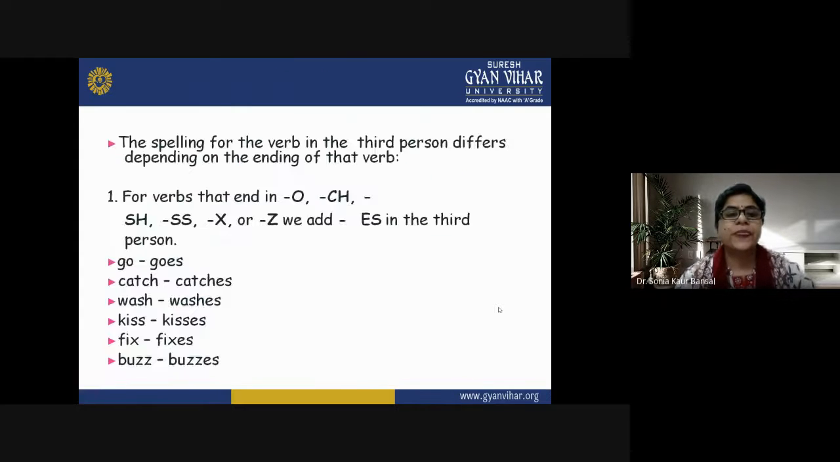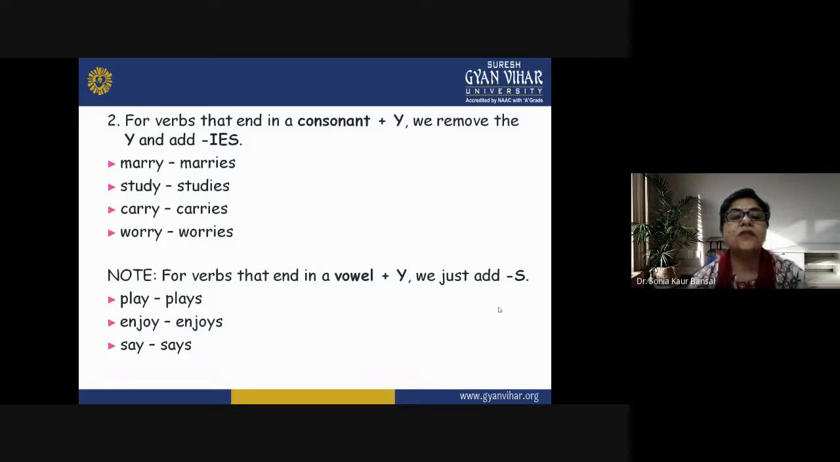Clear, students? Next, the spelling for the verb in the third person differs depending on the ending of that verb. For verbs that end in o, ch, sh, ss, x or z, we add es in the third person. Like go becomes goes, catch becomes catches by adding es, wash becomes washes, kiss, kisses, fix, fixes, buzz, buzzes.